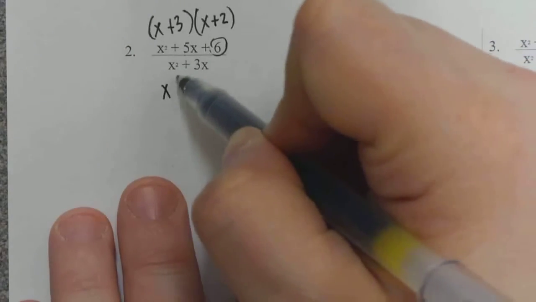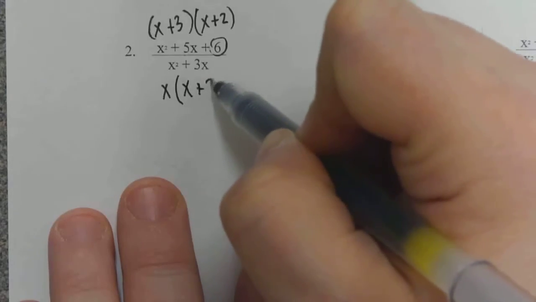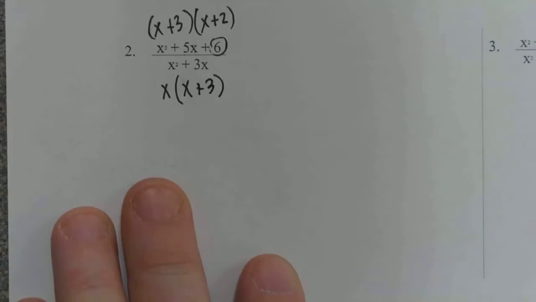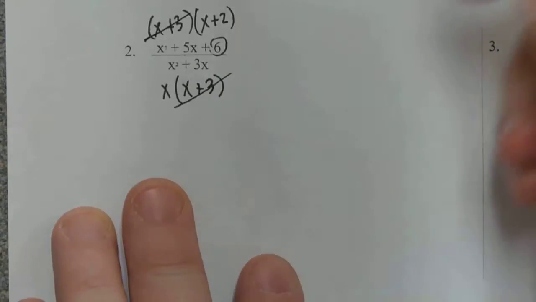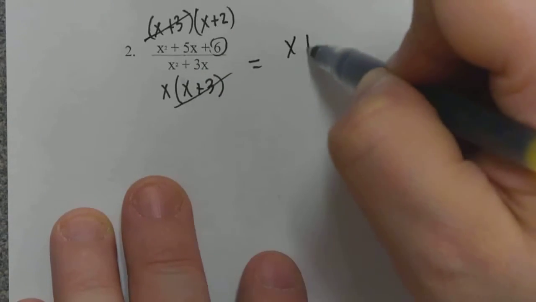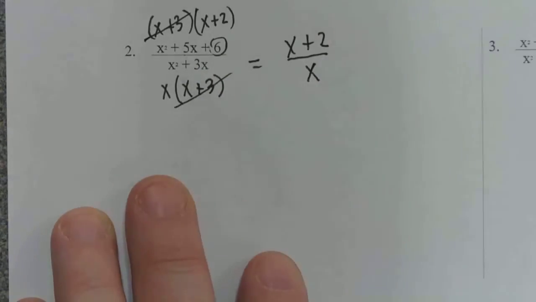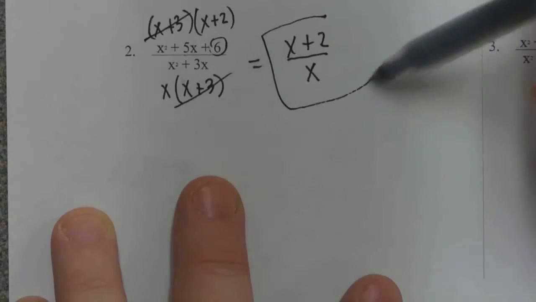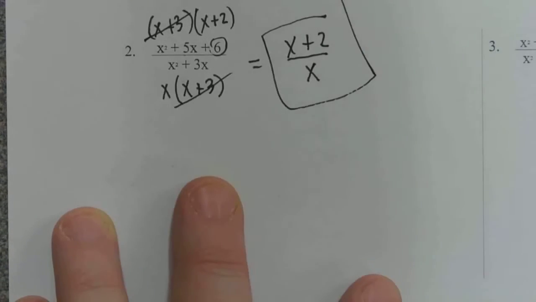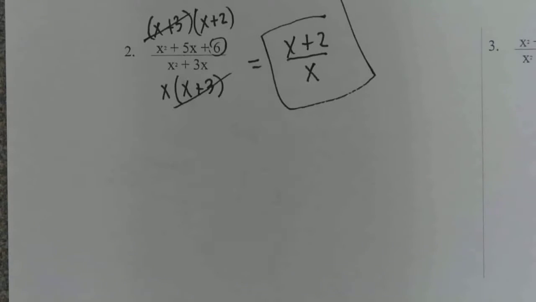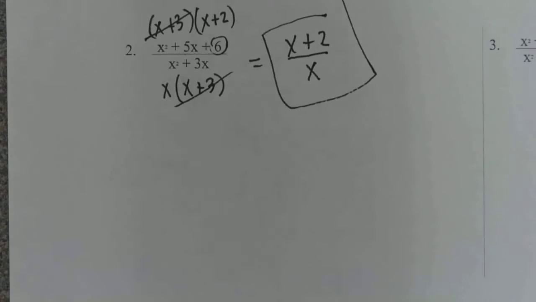Then I'm going to factor the bottom. They have an x in common, so I'll have x plus 3 times x on the bottom. Those x plus 3's cancel. Then I really just rewrite what I have left over. And even though these x's right here look tempting to cancel, I cannot cancel them because they are attached on the top by addition, so we have to leave it alone.